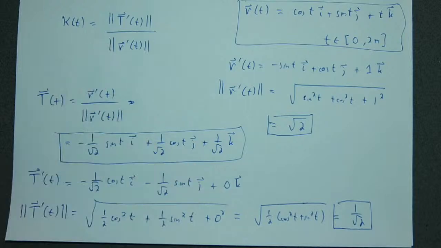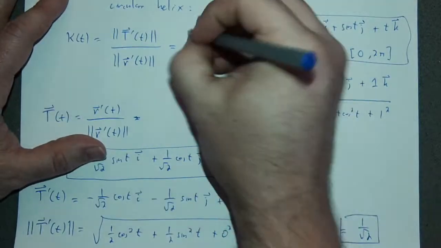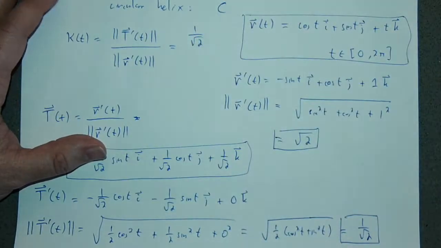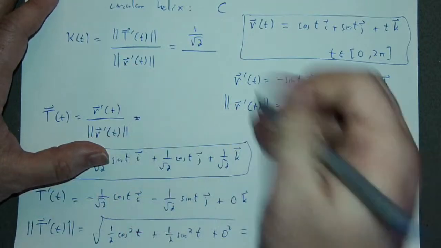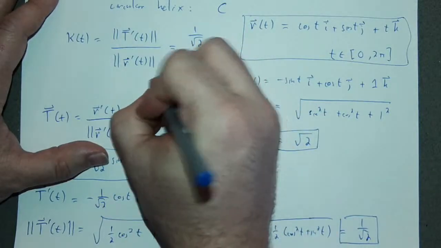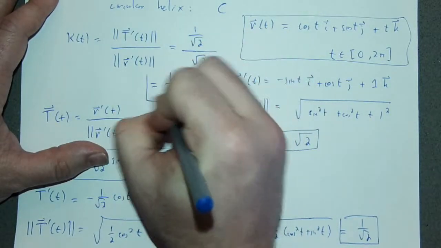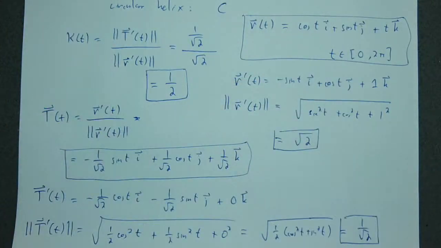So, what is my curvature for the circular helix? Well, it is 1 over root 2 divided by the length of r prime, which is root 2, which is 1 over root 2 times root 2, so it's 1/2. Now, of course, I could have written down a circular helix of a different radius here, but for this circular helix, its curvature is 1/2. What is important to notice here, I should say.